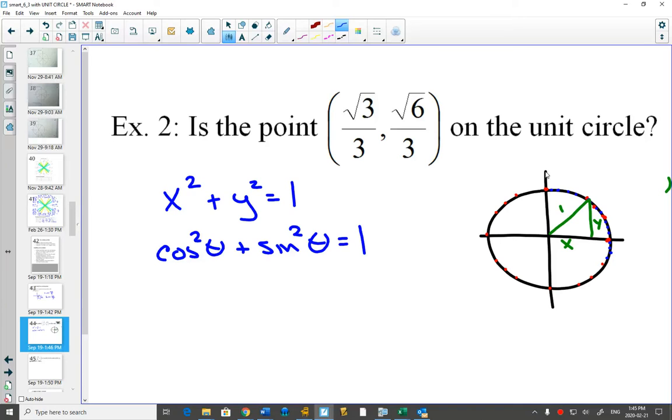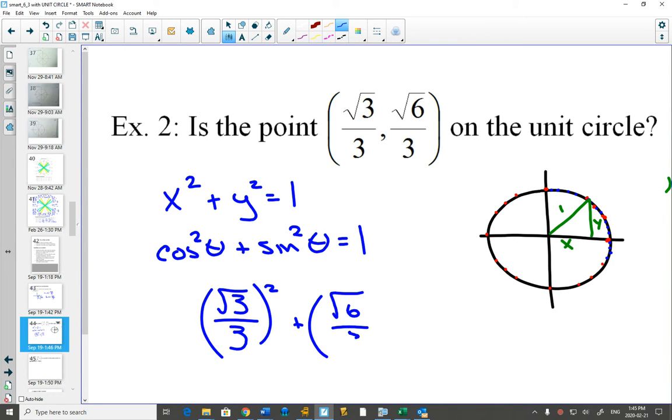We can check it out. If I square this, and I square this, what do I get? Root 3 over 3 squared is 3 over 9. Root 6 over 3 times root 6 over 3 will be 6 over 9. 3 over 9 plus 6 over 9 is 9 over 9.